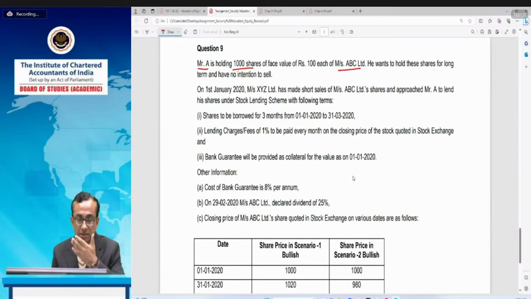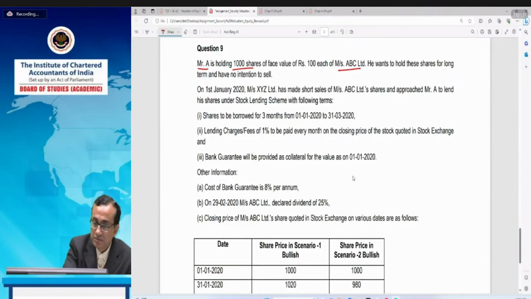Now come to the second paragraph. On 1st of January, Mr. XYZ has made short sales of ABC shares and approached Mr. A to lend his shares under a stock lending scheme with the following terms. Now, please try to understand this point carefully.